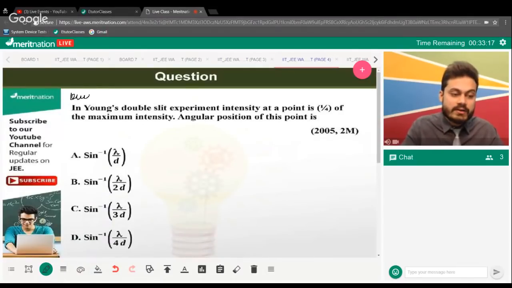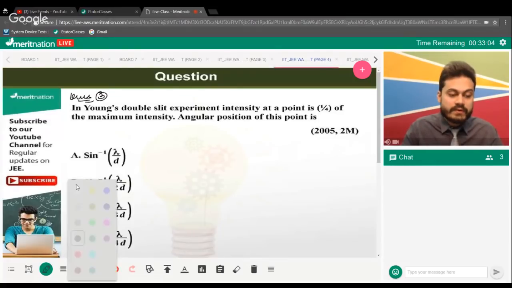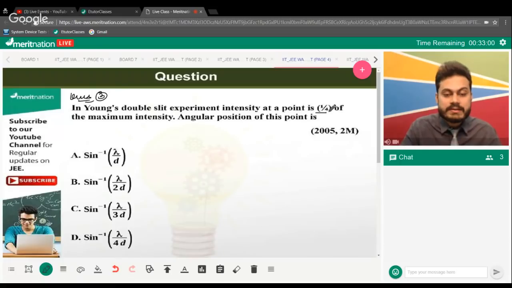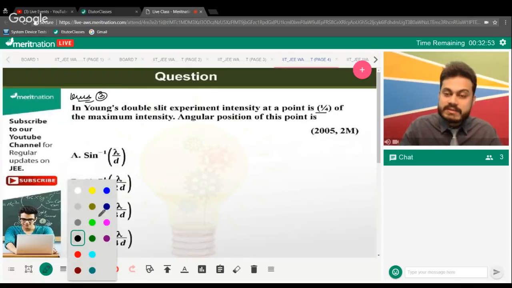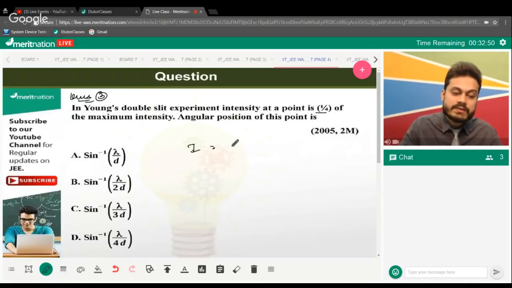Next question, let's see how many of you can solve question number 3, which was asked in 2005, 2 marks in JEE Advanced. So Anjali says sine inverse lambda by 3d. Let me just read the question for everyone. In Young's double slit experiment, intensity at a point is 1 by 4 of the maximum intensity. Angular position of this point will be. So this is again based on the formula I is equal to I max cos square phi by 2.